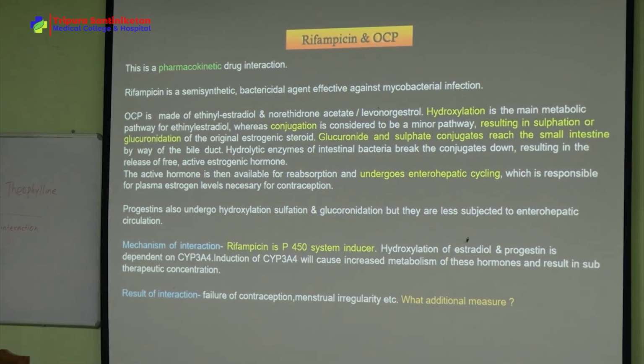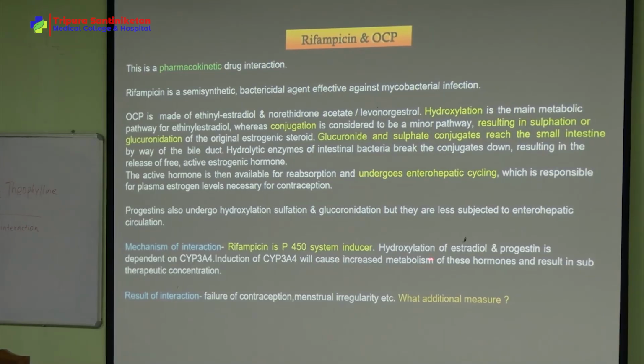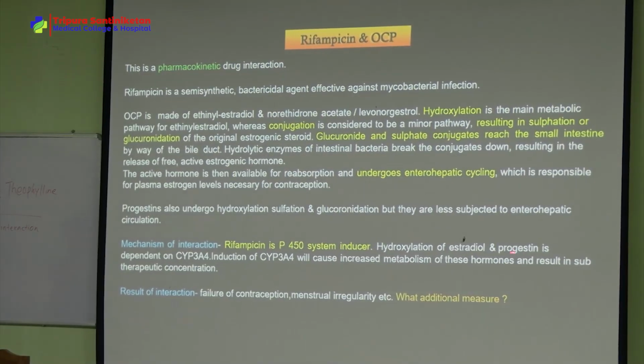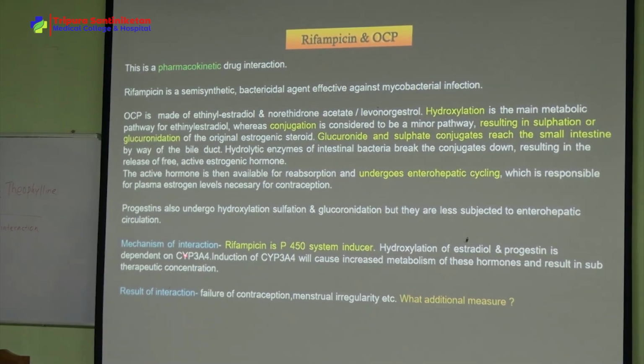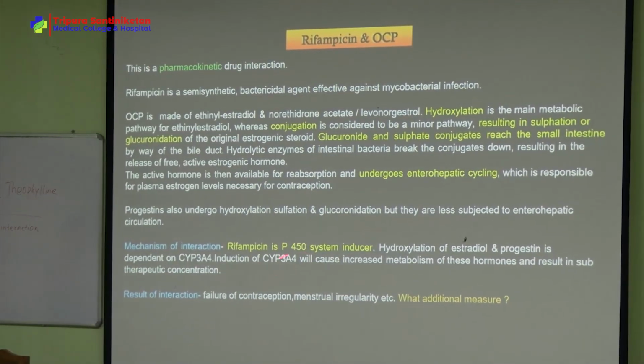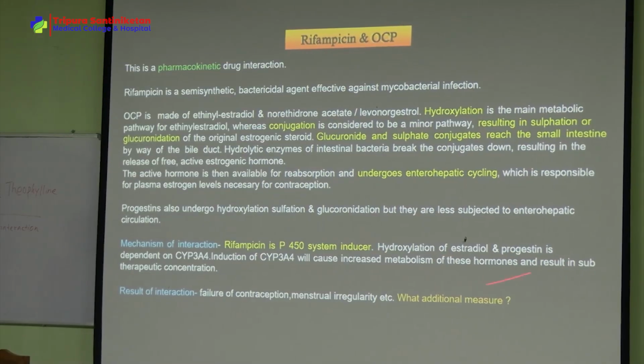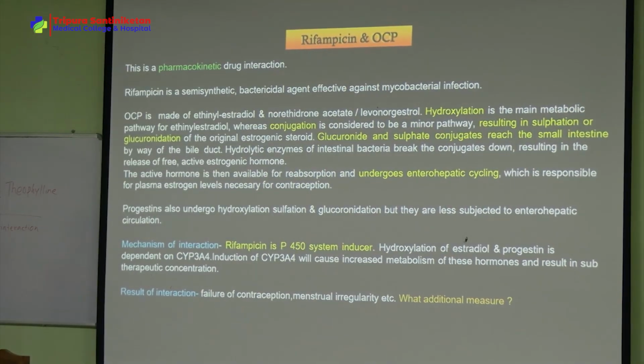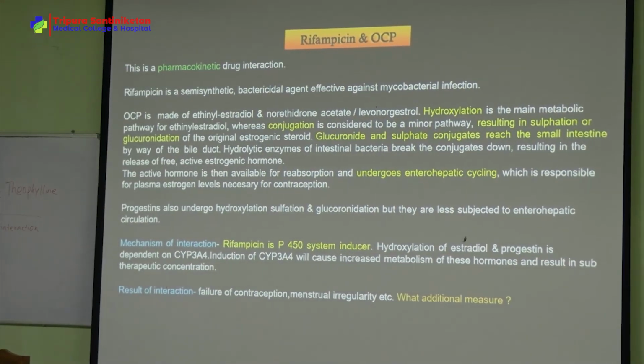Rifampin is a P450 system inducer. Okay. Hydroxylation of estradiol and progestin is dependent on CYP3A4. Induction of CYP3A4 will cause what? Increased metabolism of this hormone, resulting in sub-therapeutic concentration of this drug.